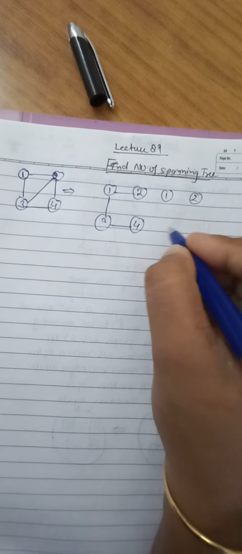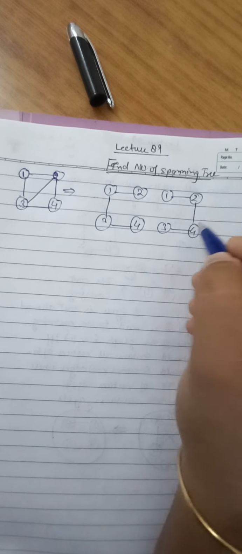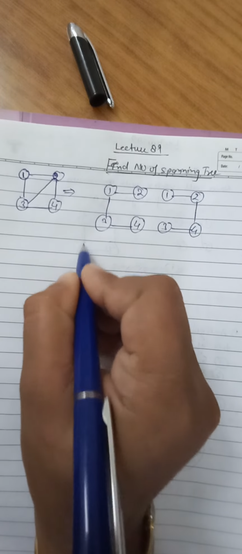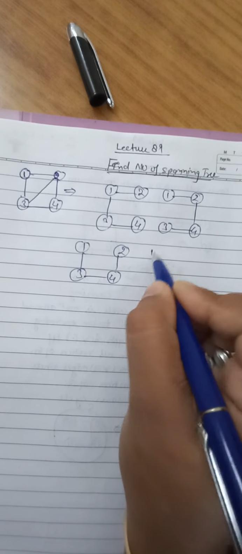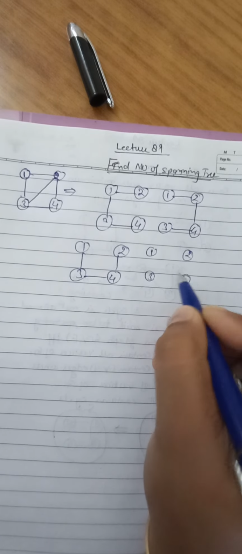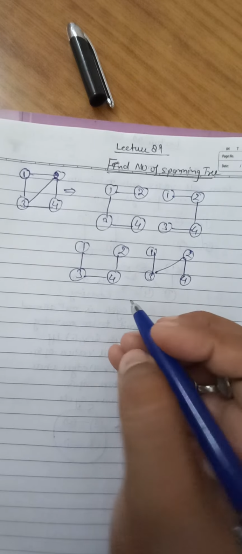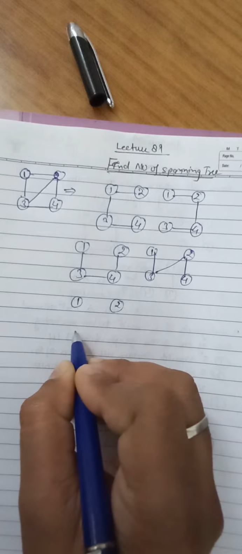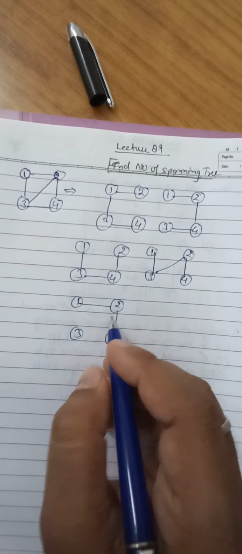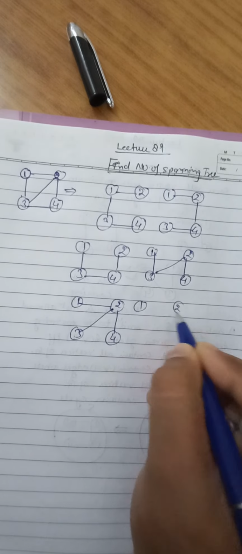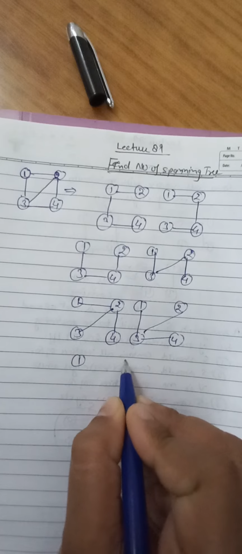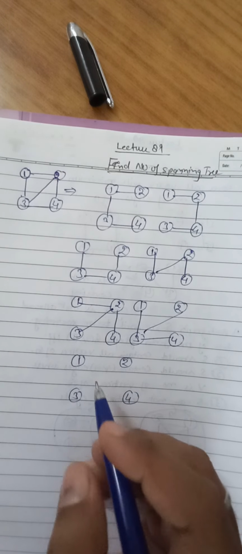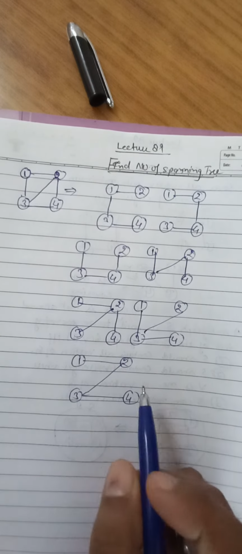1, 2, 3, 4, like this, and 1, 2, 3, 4, like this, and again 1, 2, 3, 4, like this, and 1, 2, 3, 4, like this. So total how many can we say?